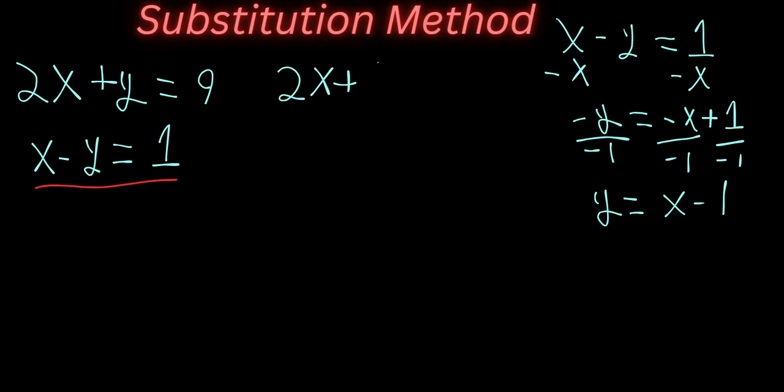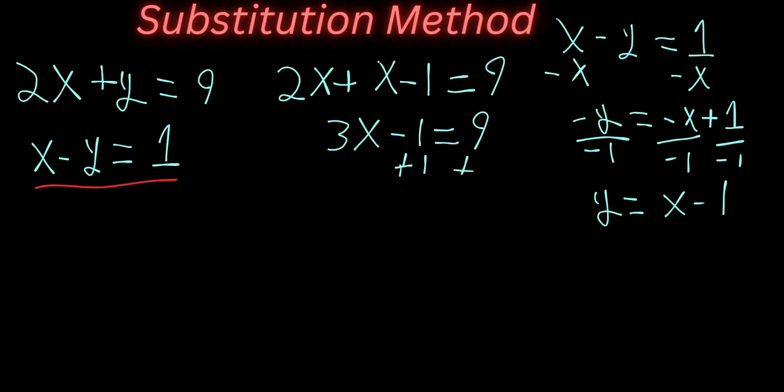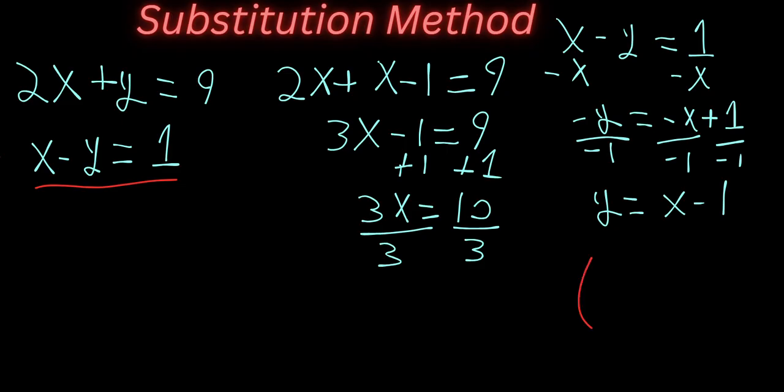2x plus x minus 1 equals 9. That gives us 3x minus 1 equals 9. Add 1 to both sides, and 3x equals 10. And we divide by 3. And we're going to have our final answer, we'll put in red right here. Our x value, x equals 10 over 3.